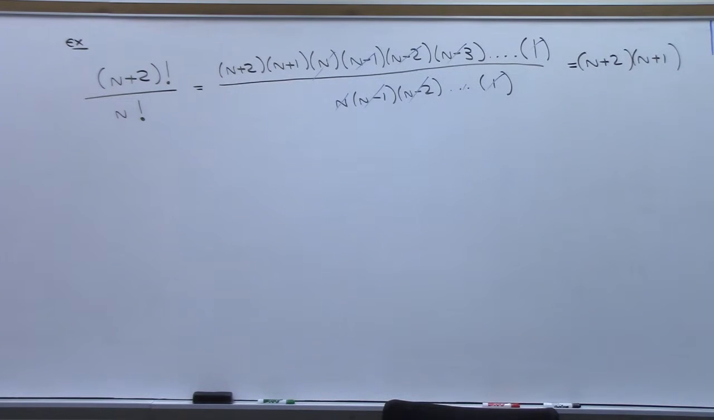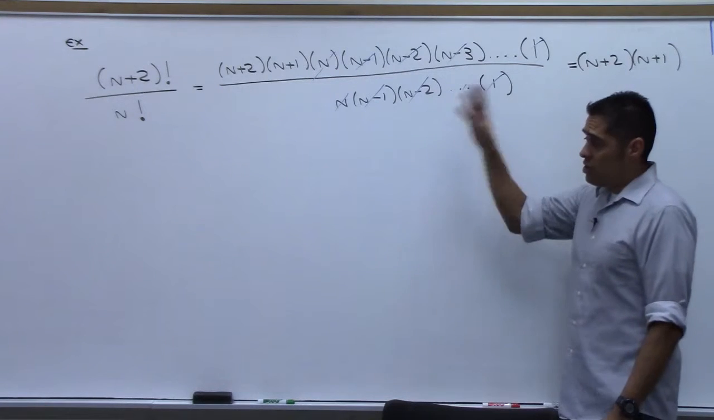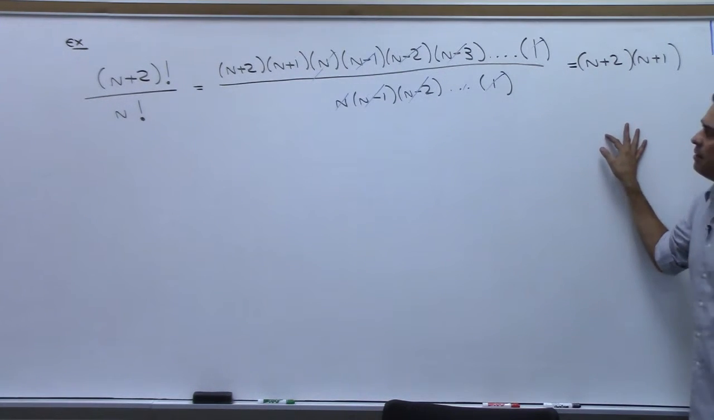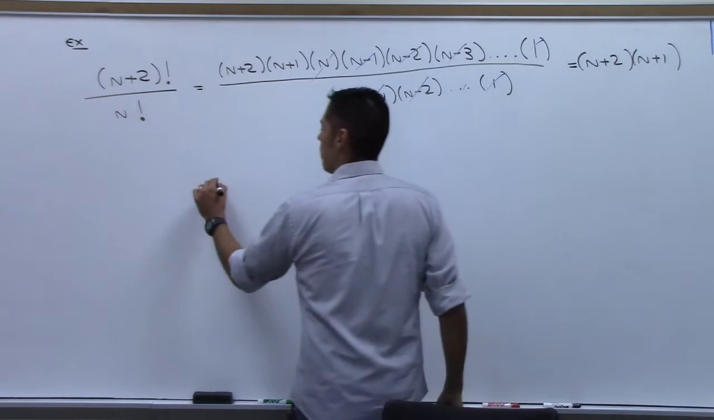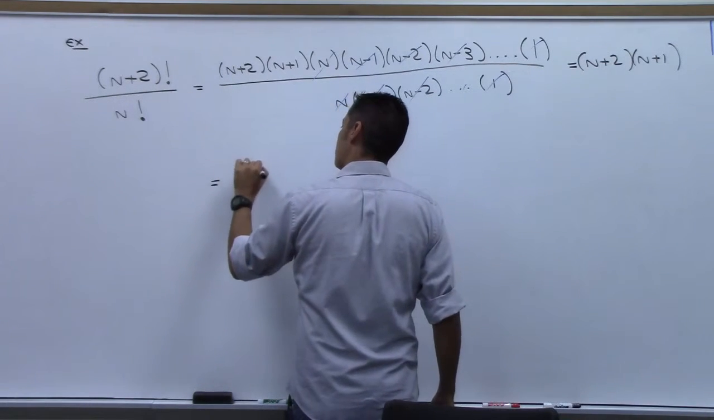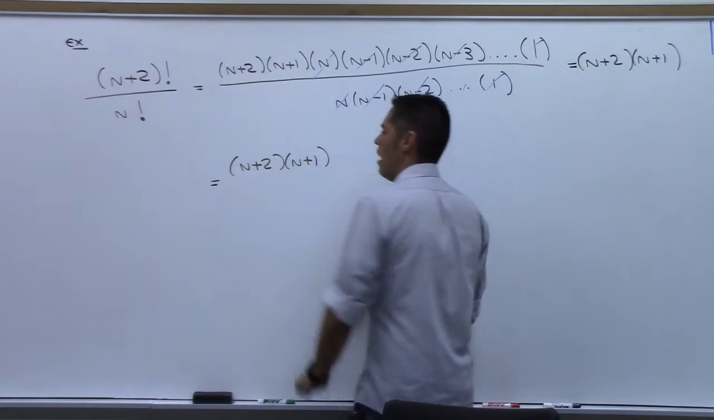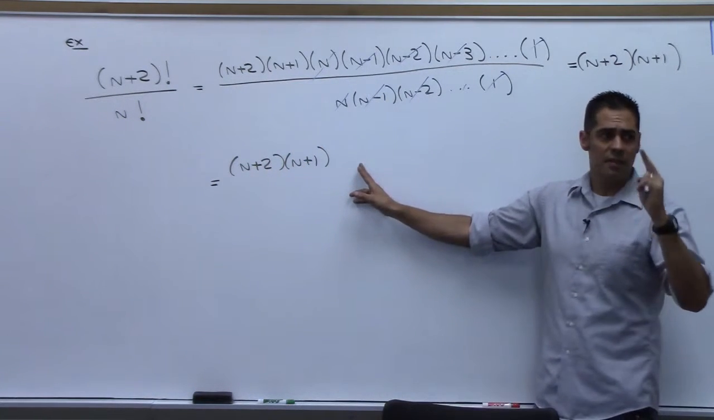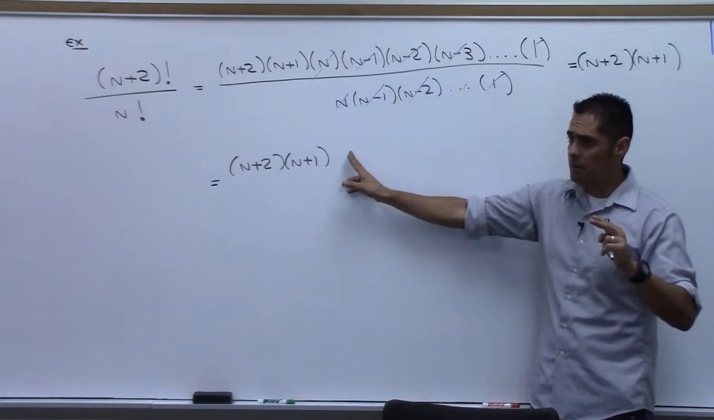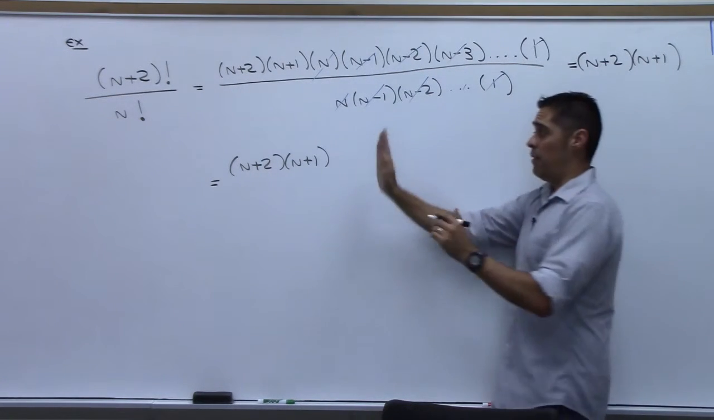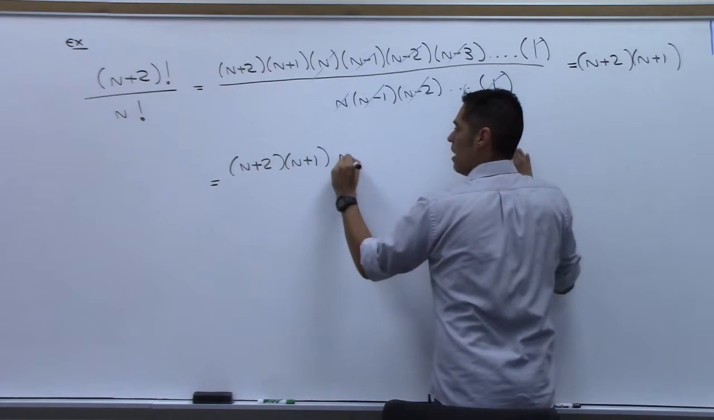Any questions? Now, we don't want to do it that way, okay? That's just to show you what we should get as an answer. Here's what I'm going to do instead. I'm going to write this down, n plus 2 times n plus 1. And then I'm going to realize that the rest of it is n times n minus 1 times n minus 2 and so on. So the rest of it from here on is n factorial.